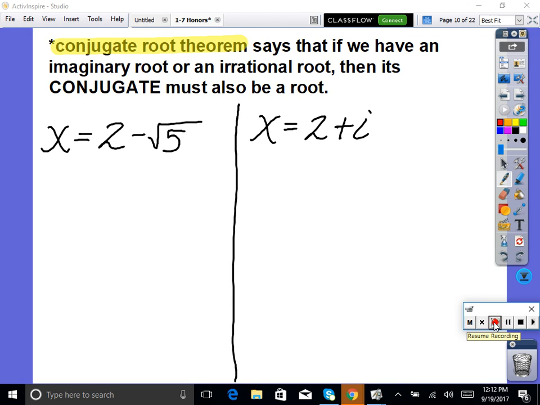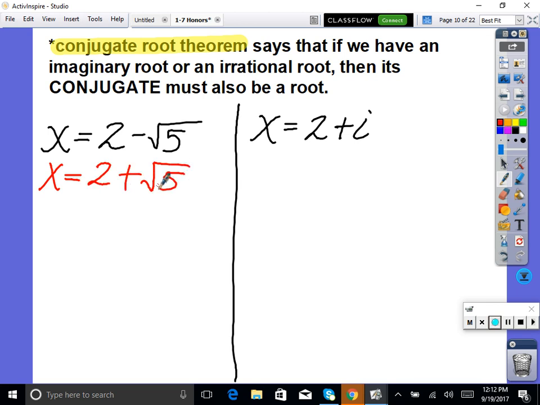Okay. So right now we're learning a bunch of theorems of polynomials. So we just learned the rational root theorem. Now here's the conjugate root theorem, which we've already talked about. The conjugate root theorem says that if we have an imaginary root or an irrational root, then its conjugate must also be a root. Conjugate is only a change of sign in between terms. So if x equals 2 minus root 5 is a solution, what do we know, even though it doesn't say, what else is a solution?